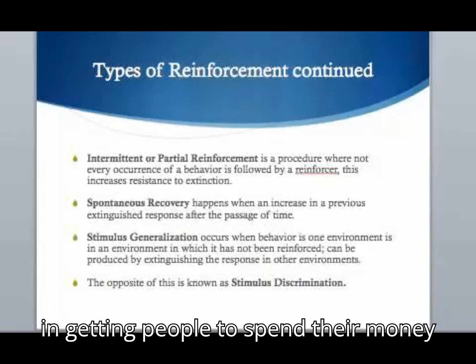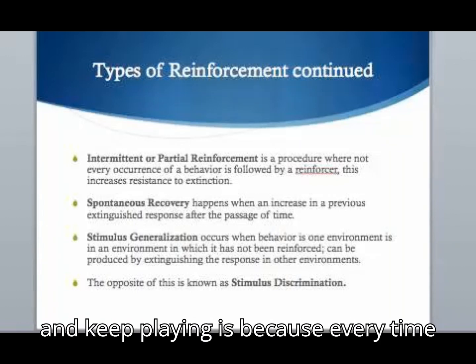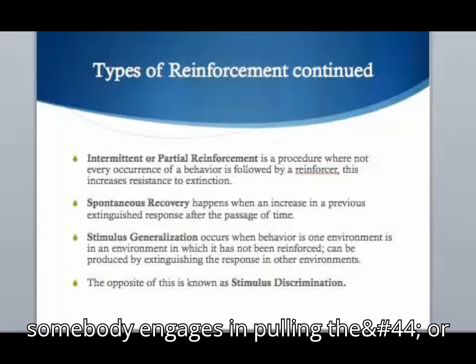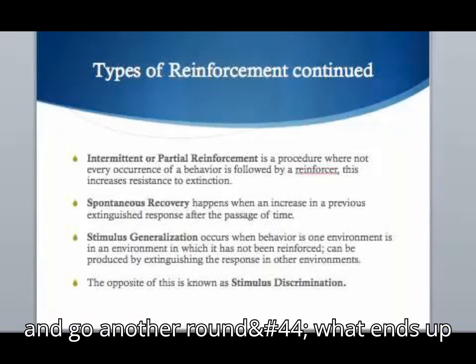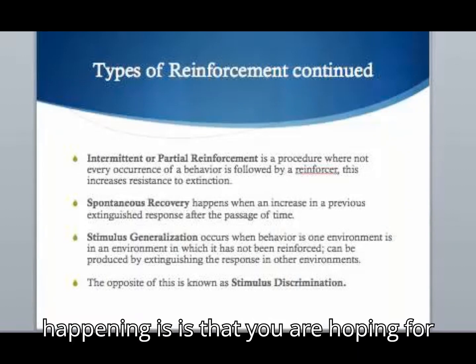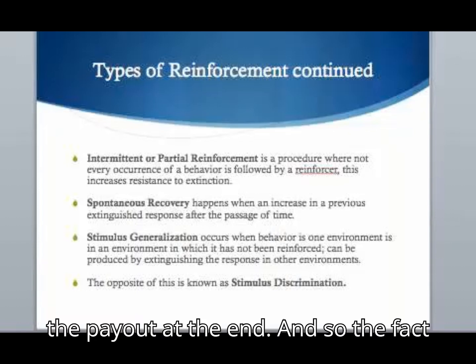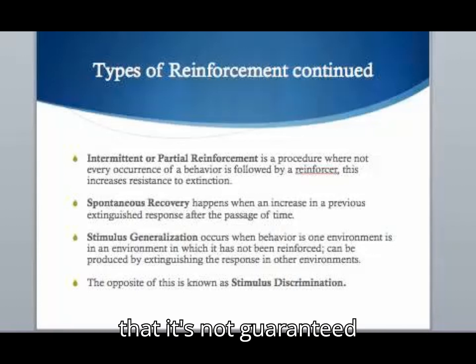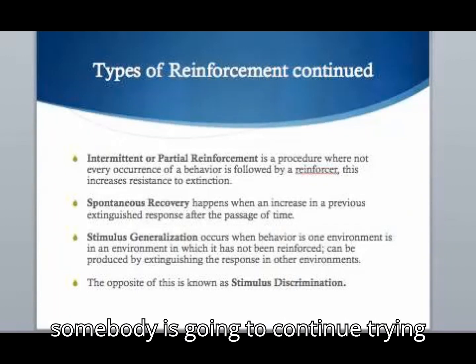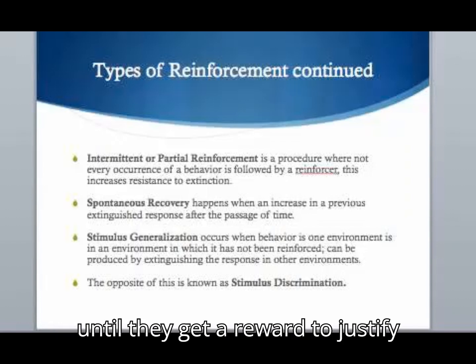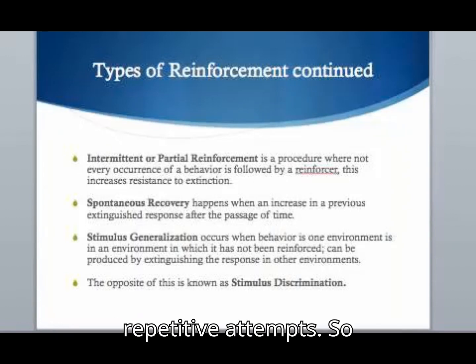Why they're so effective in getting people to spend their money and keep playing is because every time somebody presses the button to feed in more money and go another round, you are hoping for the payout at the end. And so the fact that it's not guaranteed increases the likelihood that somebody is going to continue trying until they get a reward to justify repetitive attempts.